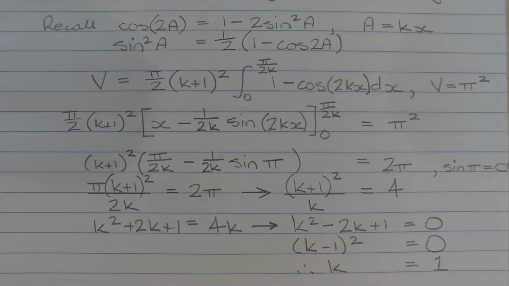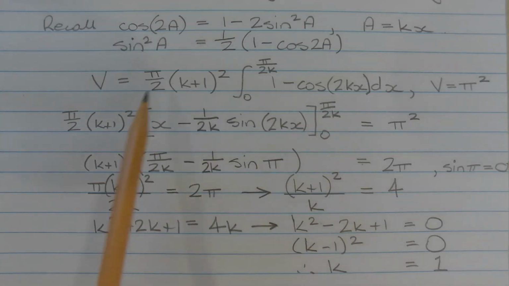Expressing the integrand in terms of cos 2kx, the volume V is equal to pi over 2 times (k+1) all squared times the integral from x equals 0 to x equals pi over 2k of (1 minus cos of 2kx) dx, where the volume V is equal to pi squared, which is given in the question. So performing the integration and forming an equation, we get pi over 2 times (k+1) all squared times [x minus 1 over 2k times sine of 2kx] from x equals 0 to x equals pi over 2k is equal to pi squared.